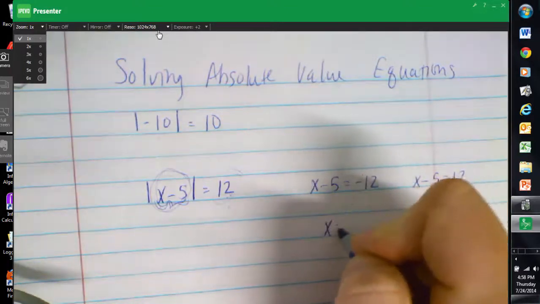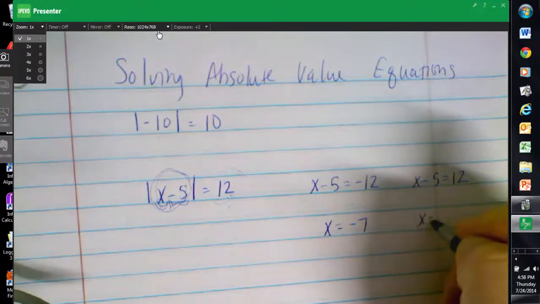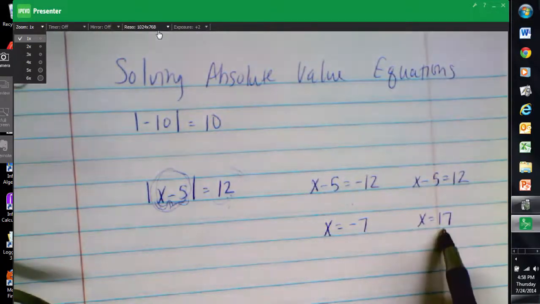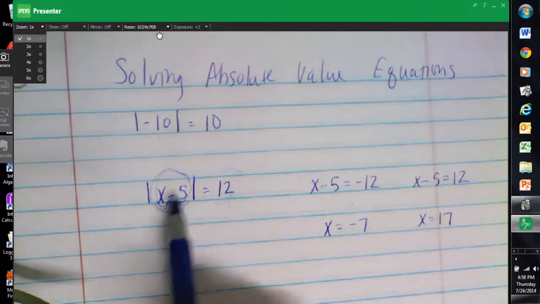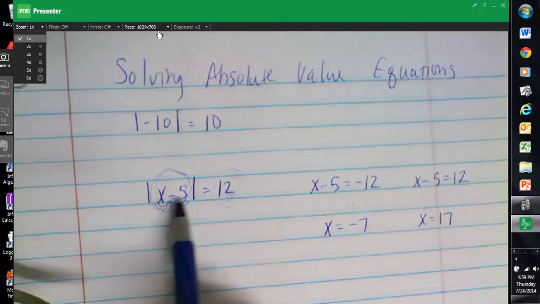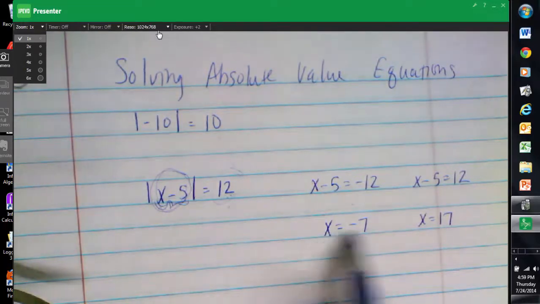So now when I solve these two equations, you can see that x equals negative 7 and x equals 17. The reason is when you plug in negative 7 here, negative 7 minus 5 is negative 12, and the absolute value of negative 12 is 12. And when x is 17, 17 minus 5 is 12, the absolute value of 12 is 12. This absolute value equation has two solutions.